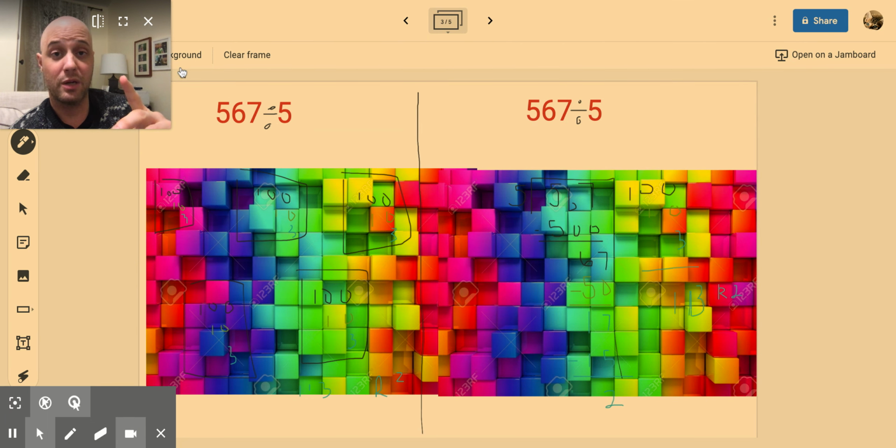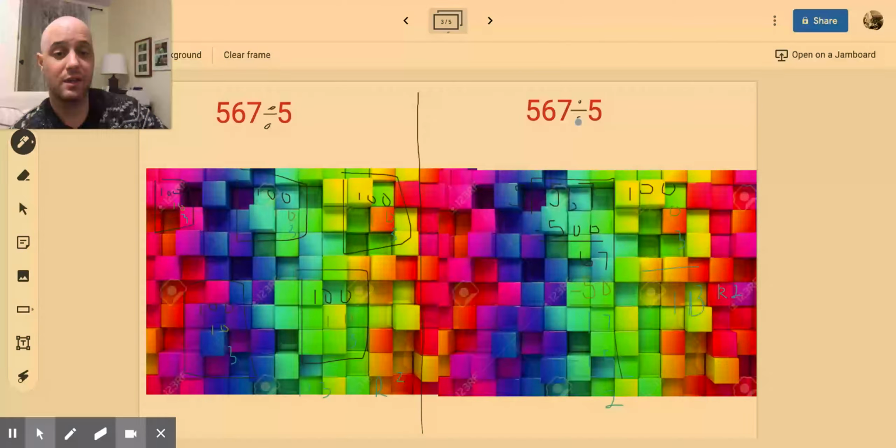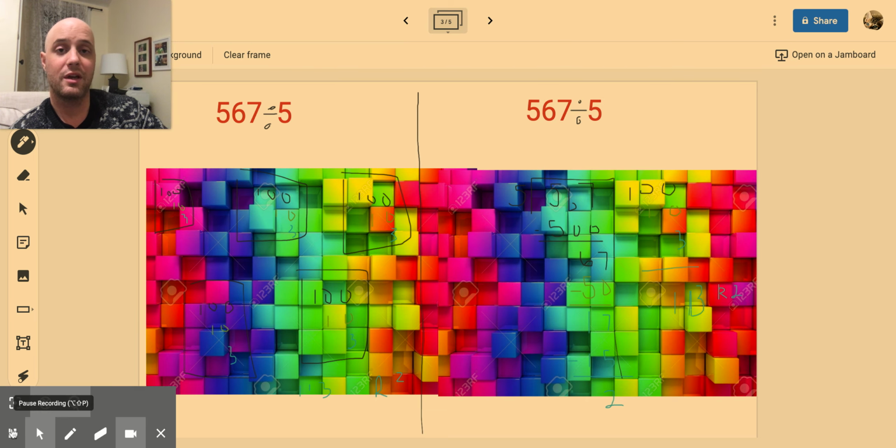So the next problem is for you to try. I wrote 567 divided by 5 twice, because after you answer, I'm going to show you both ways, fair share and partial quotients, that you could use to solve this. Have a go.